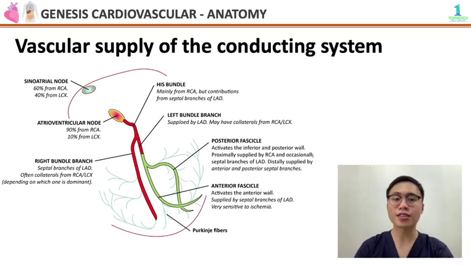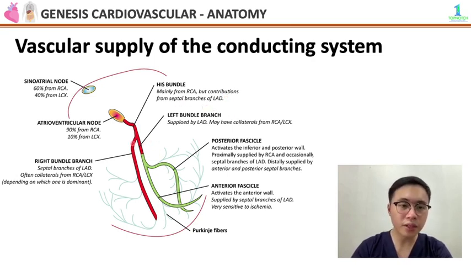So again, for the vascular supply of the conducting system, for the SA node, sabi natin kanina mainly from the RCA, right? 60% from the RCA, but 40% could be from the left circumflex. For the atrioventricular node naman, 90% will be coming from the right coronary arteries, but 10% could be supplied by the left circumflex artery. For the bundle of His, you have mainly supplied by the RCA, but there are contributions from the septal branches of the LAD.